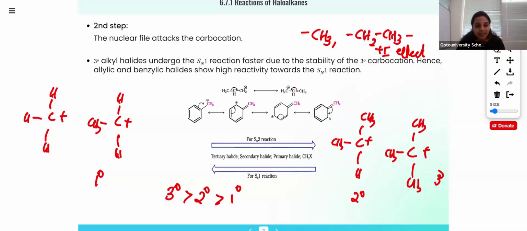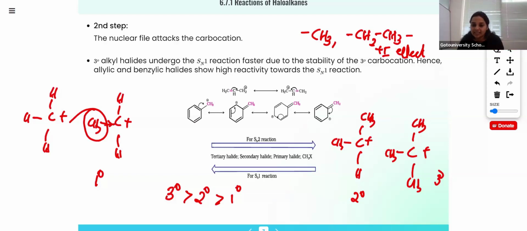So in the methyl carbocation, no CH3 groups are there. But in the primary, only one CH3 group is there. So this CH3 group, due to the plus I effect, gives electron density towards the carbon, and they are increasing the stability of this primary carbocation.